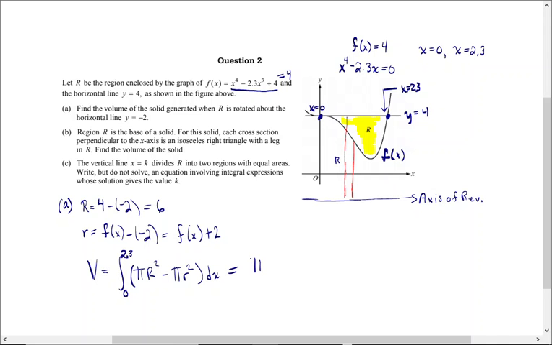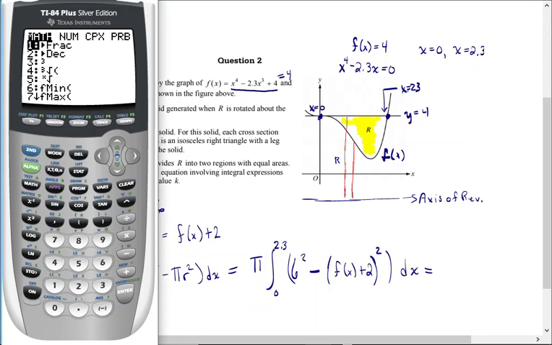I'm going to factor out the pi outside of the integral symbol, so 0 to 2.3. Capital R was 6, so I'm going to write 6 squared minus, and then lowercase r was f of x plus 2, so f of x plus 2, and we've got to square that. And that entire thing is the integrand, so we're going to say dx. And this says find the volume of the solid, and when you integrate this, basically you're just going to be typing that in the calculator.